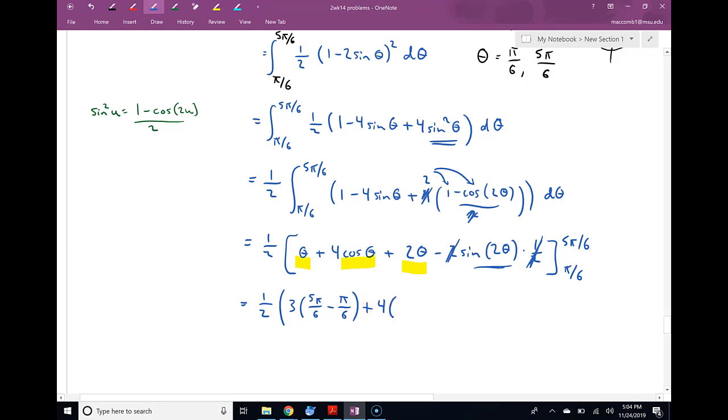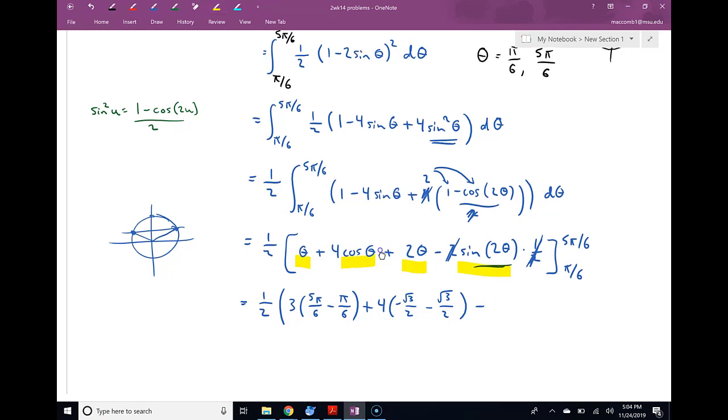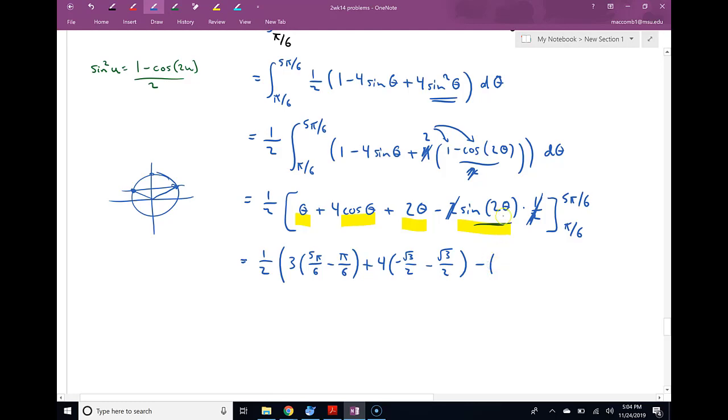And if I plug in 5 pi over 6 into cosine, let me draw my little unit circle here. So 5 pi over 6, that's going to be negative root 3 over 2. And then when I plug in pi over 6 over here, that's going to be positive root 3 over 2. So that's me taking care of the cosine. And then finally, I need to take care of the sine. So let's deal with that. And these ones we have to multiply by 2 apparently. So this is going to be sine of 5 pi over 3.